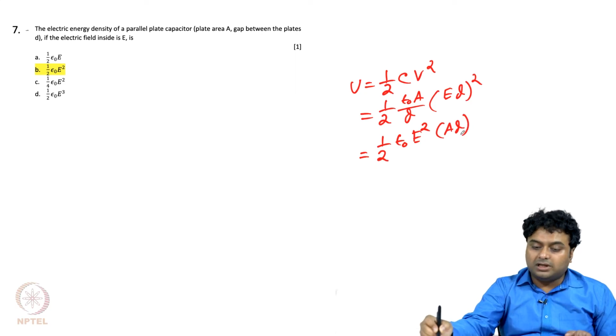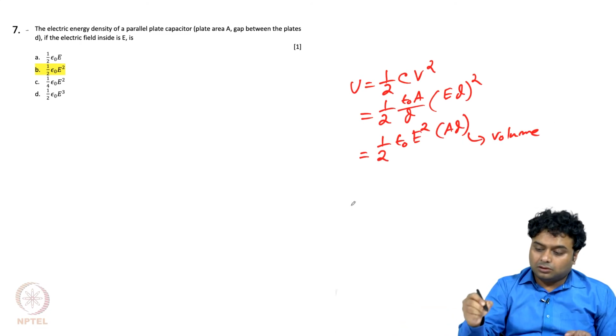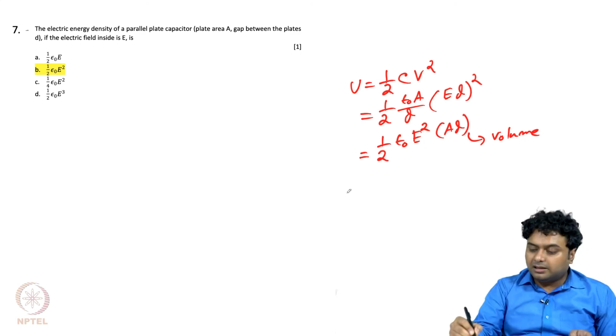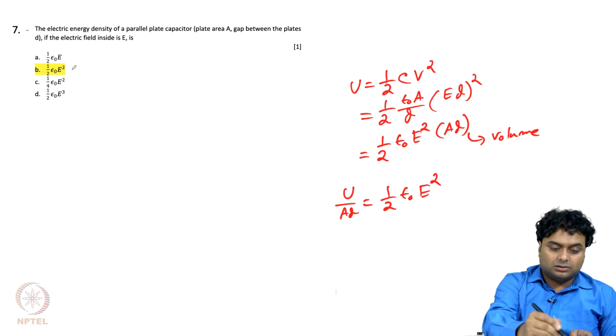Now A into D is the volume of the capacitor, right. This is the volume of the capacitor. So the energy density is U by AD equals half epsilon naught E square. So this is the correct answer.